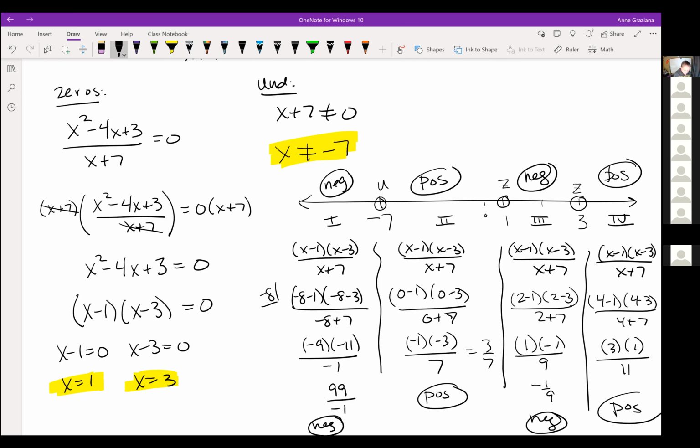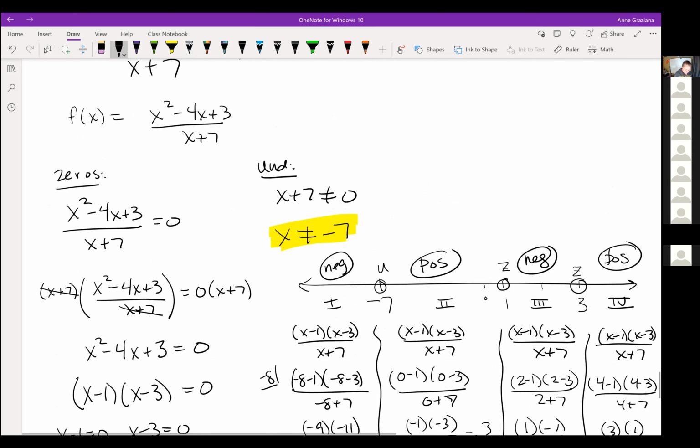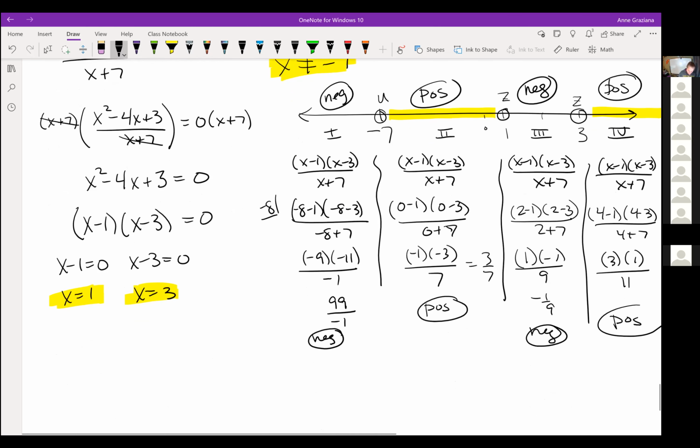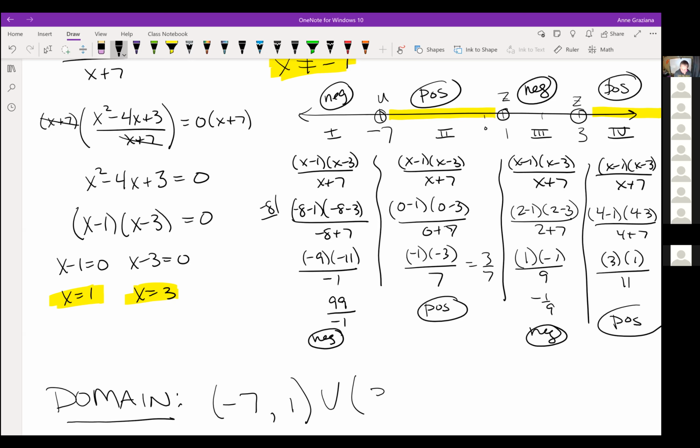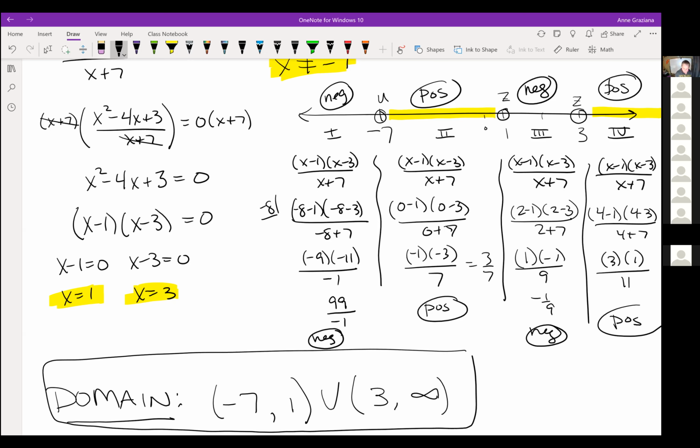All right, so my question wanted to know where it's going to be positive. Where is it greater than? So from here to here and here to here. So the correct answer for your domain is -7 not included to 1, union 3 to infinity. Okay, any questions? Oh, I finished just on time.